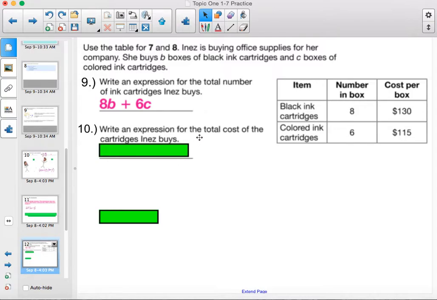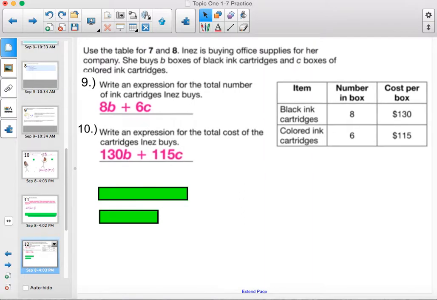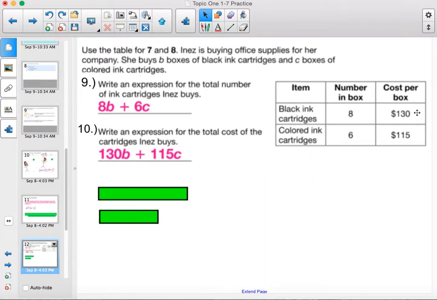Over here it says write an expression for the total cost of cartridges Inez buys. I'll pause the video. Okay, here we go. Write an expression for the total cost of cartridges, and it would be this: 130 times B plus 115 times C. In other words, they're talking about the total cost here, which is this right here.